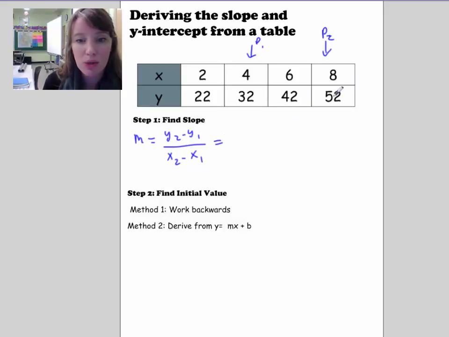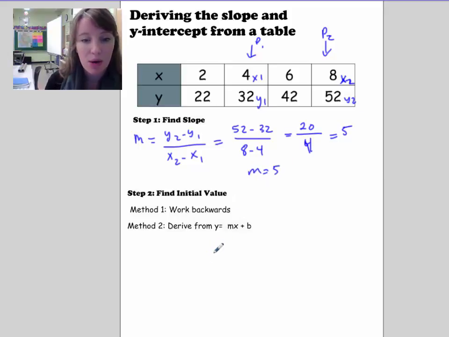So this is our y2. Let's label them, it's a good habit to get into. Whoops, I already made a mistake. This should be x2. This is x1 and y1. Now it's easier to put the numbers into the formula because I've already labeled them. Here's that, divided by 4. So our slope is going to be 5. So m is equal to 5.